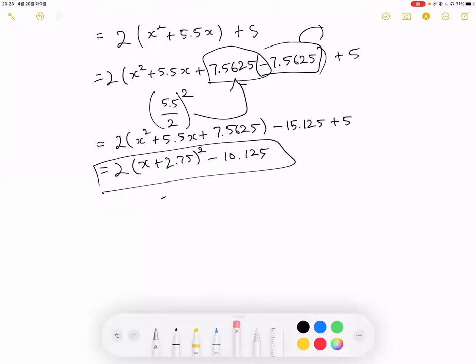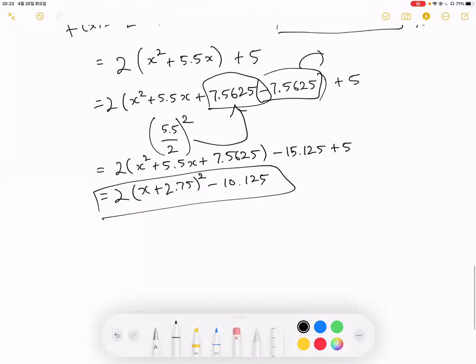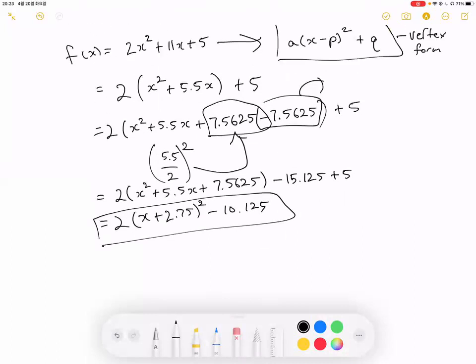Okay. So that was it. Hopefully that gave you a brief introduction into the quadratic function, quadratic equations, and the quadratic formula. I know we covered a lot of things in a short amount of time, but hopefully it makes sense to you guys.